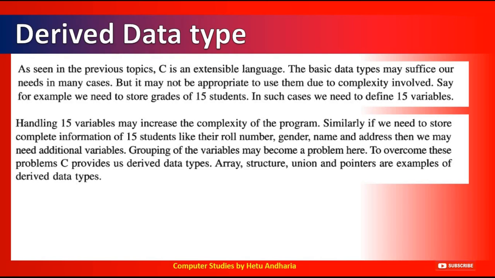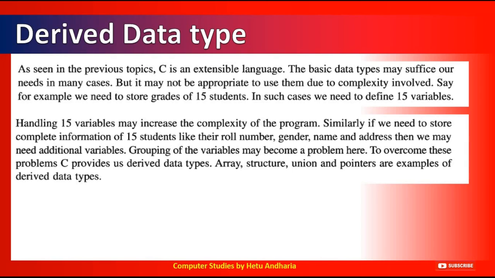And if there are 7 subjects, then I will have to declare so many variables, 900 multiplied by 7, that many variables. That will make the program complex. Similarly, if we need to store complete information of 15 students like their roll number, gender, name and address, then we may need additional variables. So grouping of the variables may become a problem here.